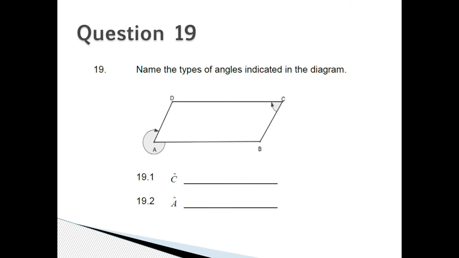Part 3. Name the types of angles indicated in the diagram. For 19.1, you need to find angle C, and for 19.2, you need to find angle A.